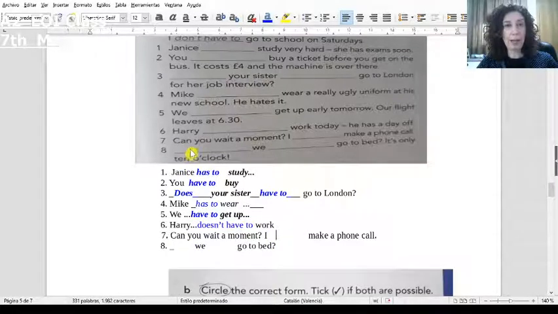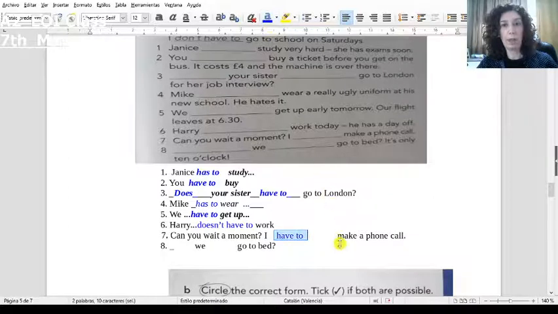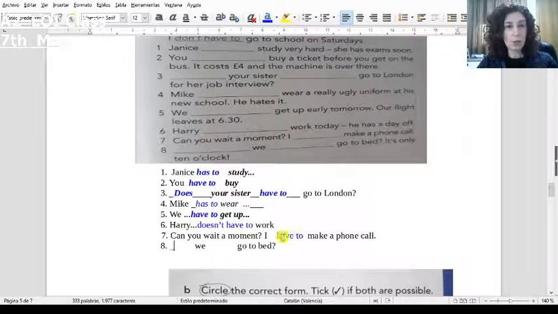Let's see number 7. Can you wait a moment? Yo tengo que llamar por teléfono. Si es have to make a phone call. I have to. Tengo que hacer una llamada de teléfono. Very good. Come on. And number 8. It's a question. Then auxiliary. Do. Subject. We. And have to plus infinitive. Do we have to go to bed? It's only 10 o'clock.